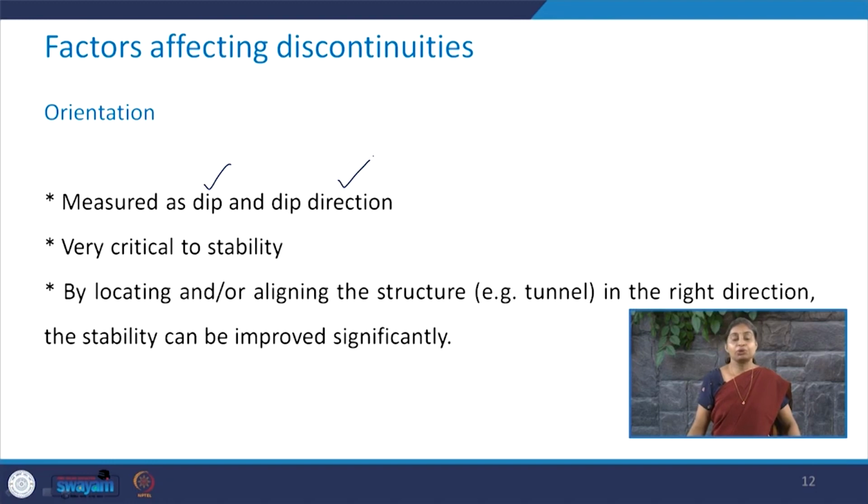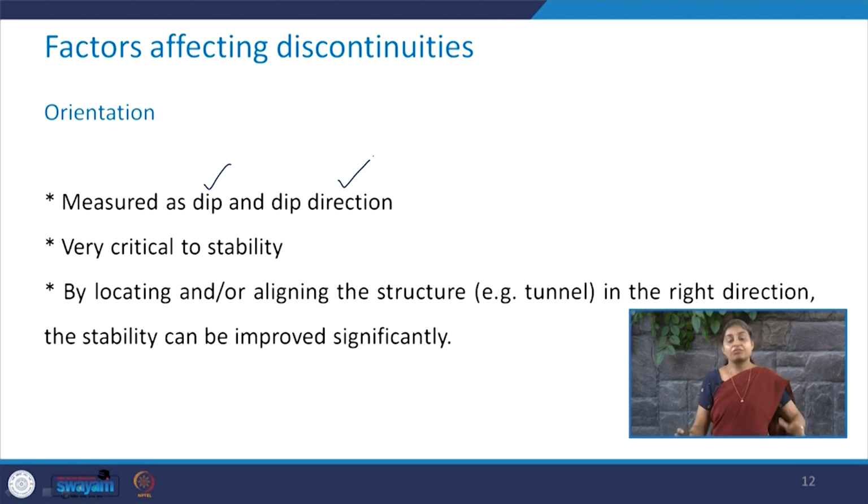I have also shown you how critical the orientation of these discontinuities is to the stability of any structure, whether that is tunneling, slope stability, or foundations on rock mass. By locating and aligning the structure in the right direction, the stability can be improved significantly. Especially this is true in the case of the tunnel.